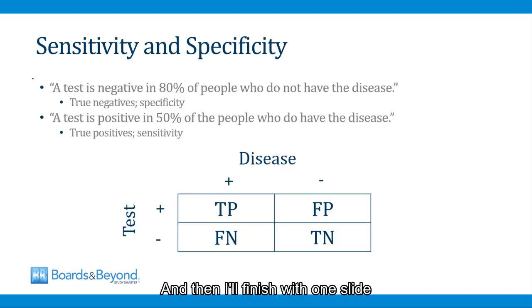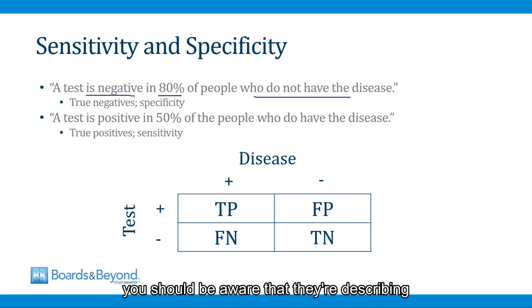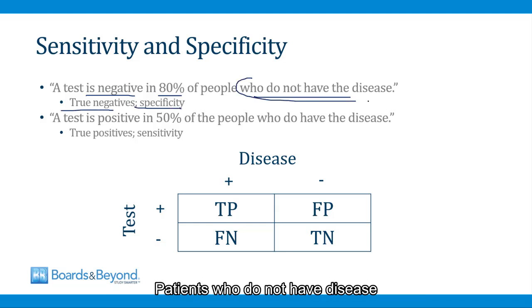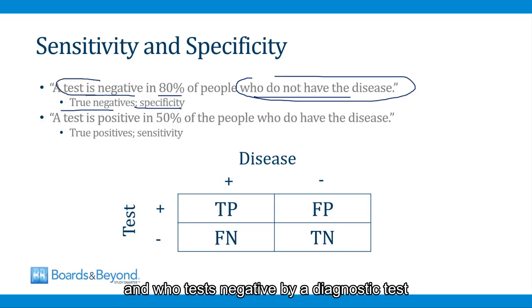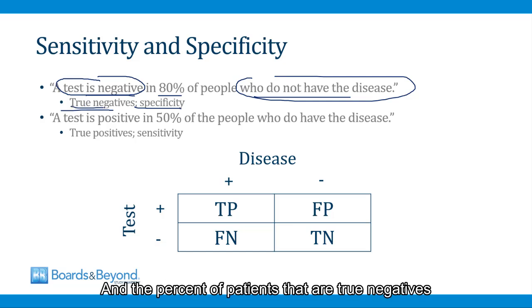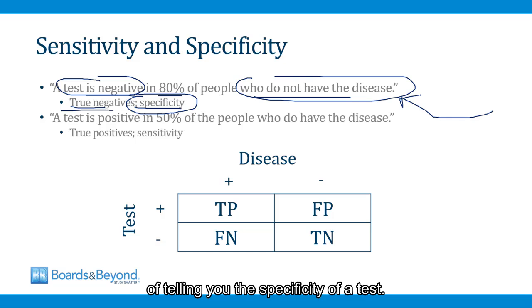And then I'll finish with one slide and talk about the language that's often used in board questions to describe sensitivity and specificity. If they tell you a test is negative in 80% of people who do not have disease, you should be aware that they're describing the true negatives and the specificity of the test. Patients who do not have disease and who test negative by a diagnostic test are true negatives, and the percent of patients that are true negatives is the specificity of the test. And so this is just a fancy way of telling you the specificity of a test.